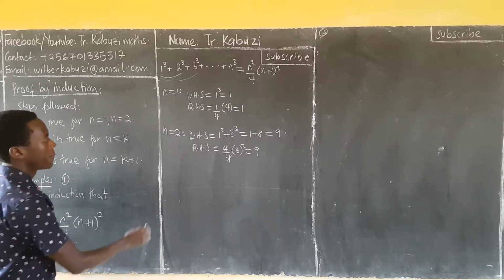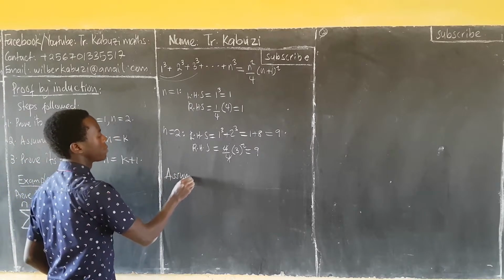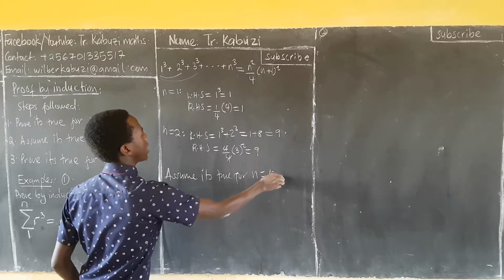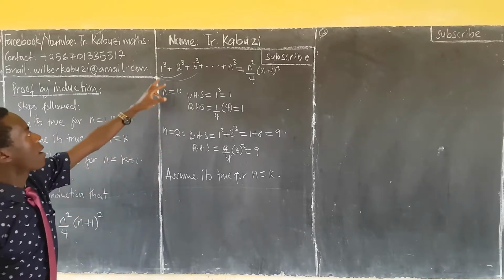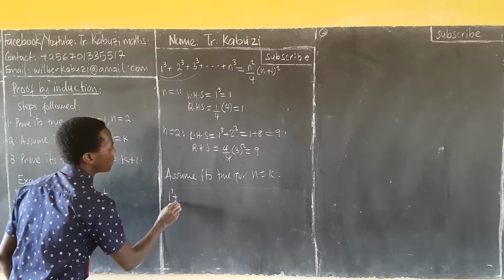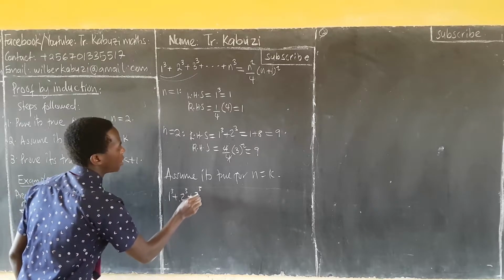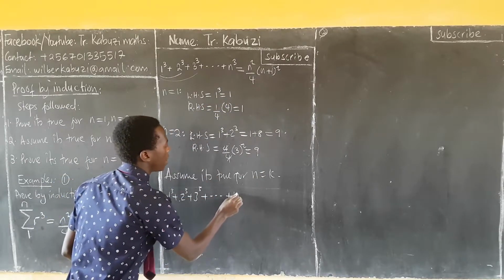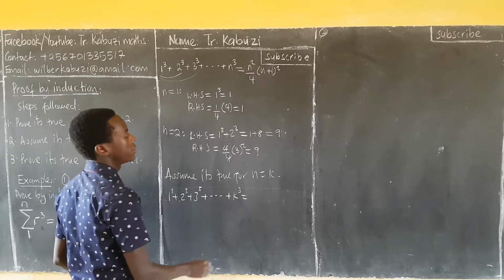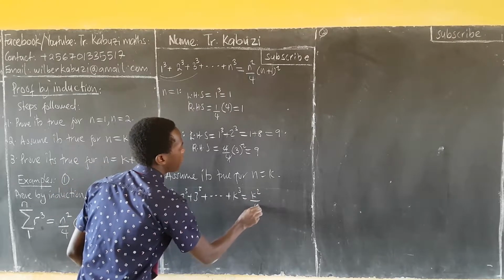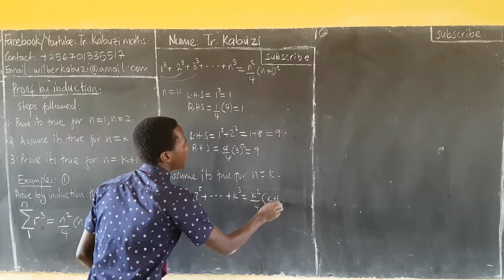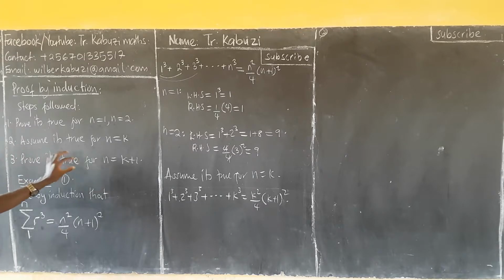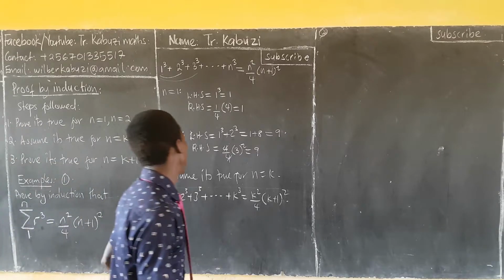Then the next step, we assume it's true for n is equal to k. Now when n is equal to k, I'll be having 1 cubed plus, where there is n, I put k, having k cubed, equaling k squared over 4 into k plus 1 squared. Now I prove it's true for n equaling k plus 1.